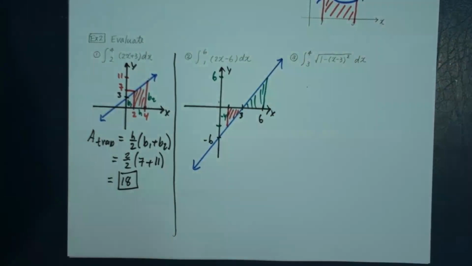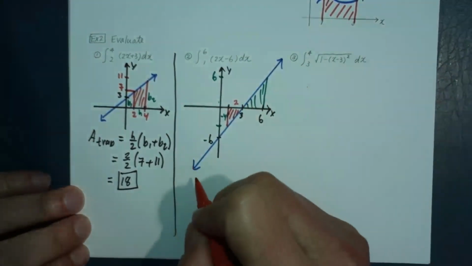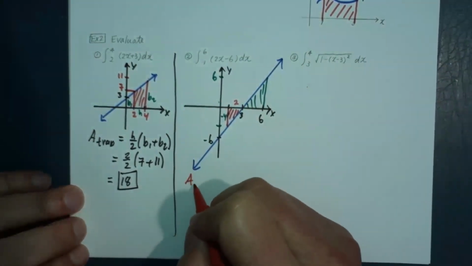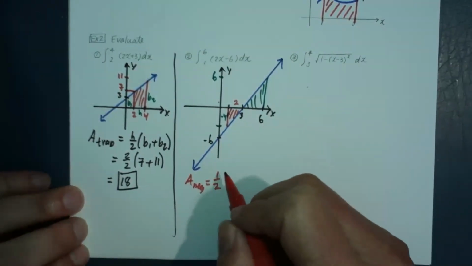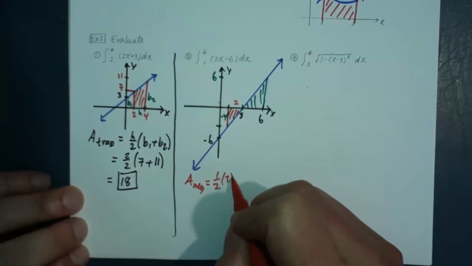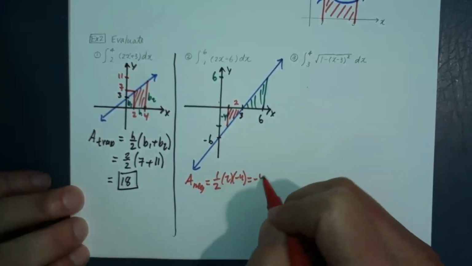All right, so let's start with the red. Why not? So we'll start with the negative. Now that's a triangle. Distance from here to here is 2. So the area of the negative is going to be 1/2 the base times the height. That's going to be 1/2 times 2 times -4, which is -4.